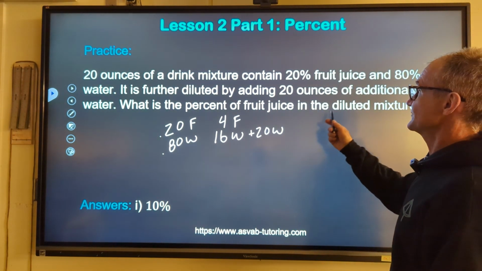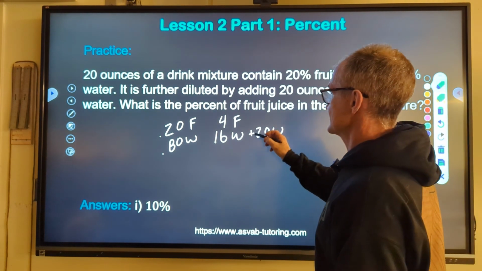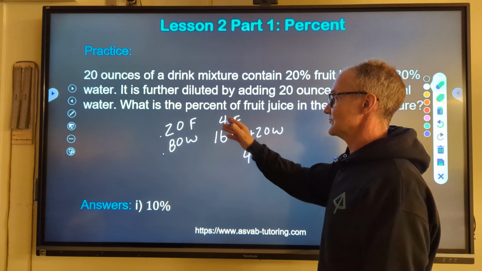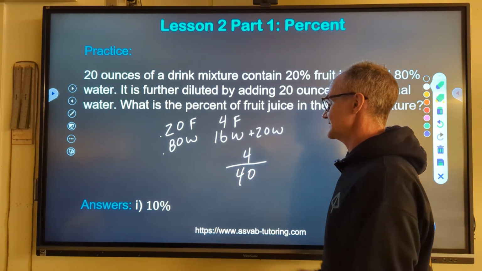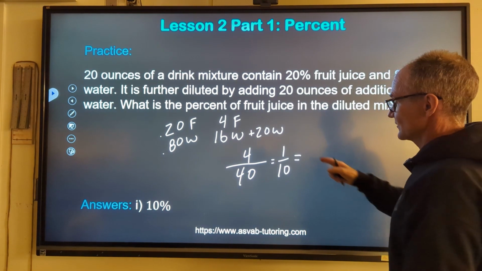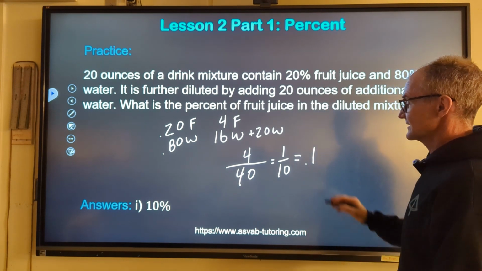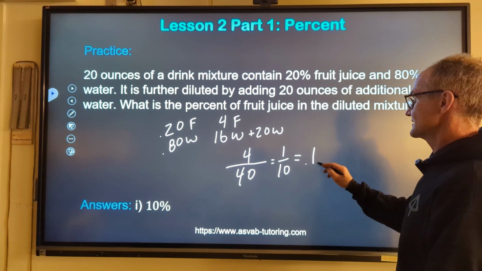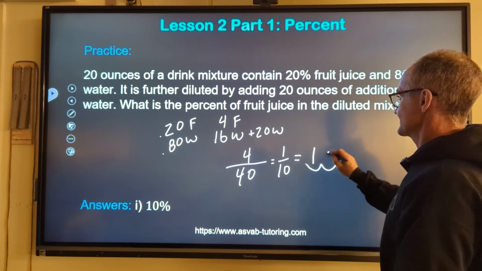What is the percent of fruit juice in the new diluted mixture? So it is going to be 4 ounces of fruit juice out of the total of 20 plus 20. So out of the total of 40, I can reduce that fraction to 1/10. 1/10 is the same thing as 0.1. And then I take that and I convert it into a percentage and I go over 1, 2, and that's going to give me 10%.